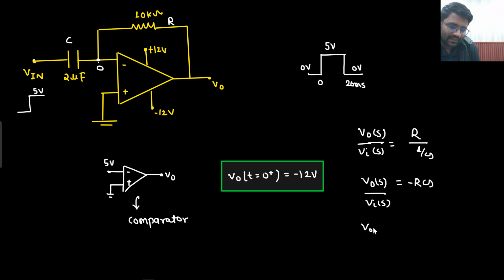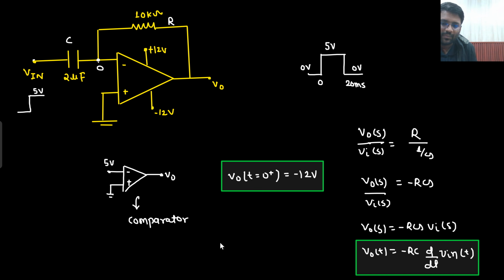Then they are saying that I will take this V in S here, minus RCS into V in S, so S into V in S. In the time domain, if I represent it, it is d by dt of V in T. Okay, this is the relation we are getting.